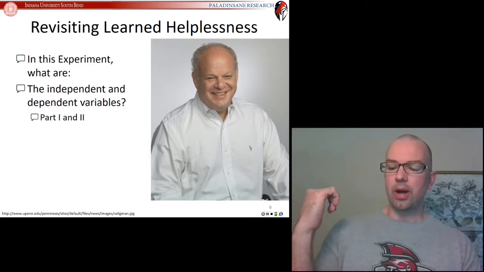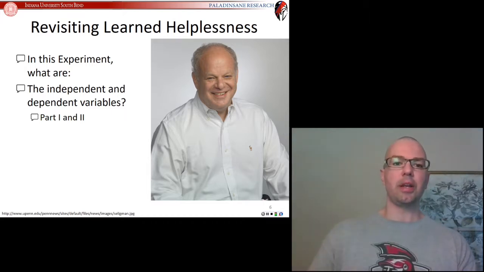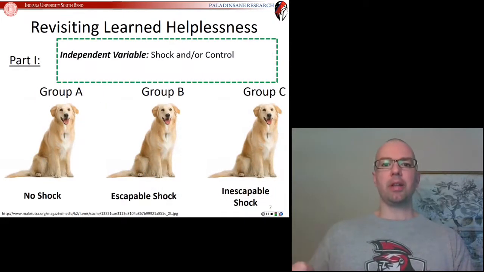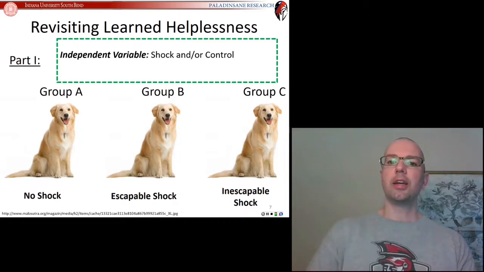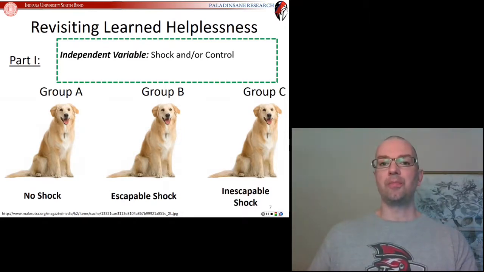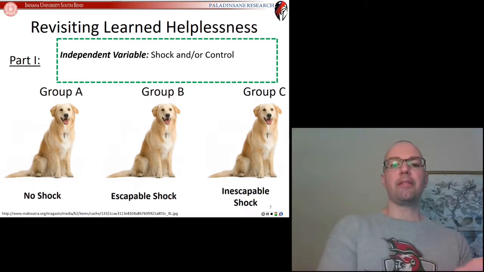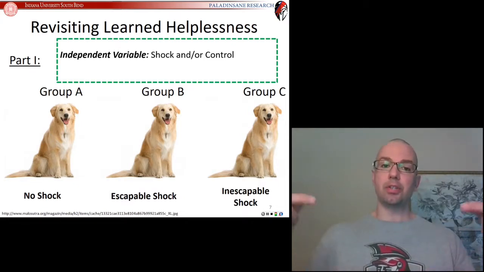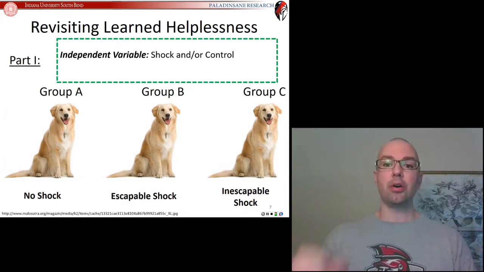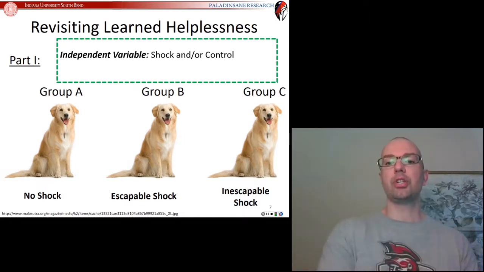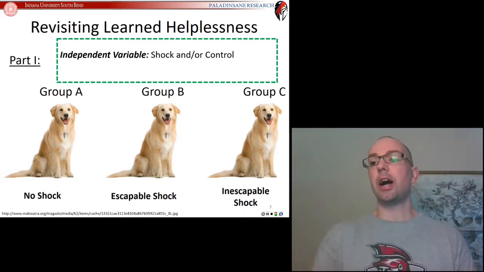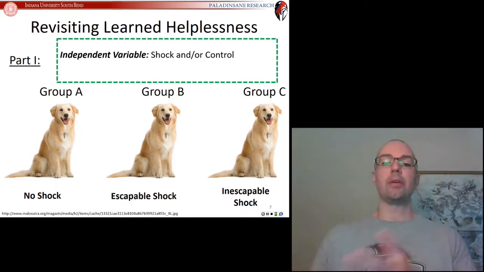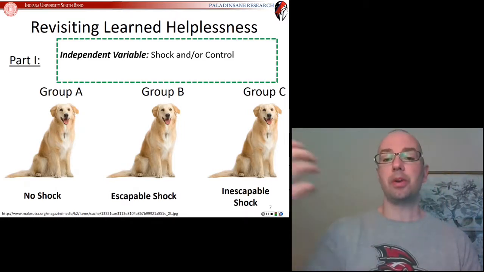All right. So hopefully you've written down your answers. What are the independent and dependent variables for part one and part two? For part one, the independent variable would be the shock and also the control. One of the things that varied between the groups and was under the experimenter's control was the shock. The experimenter chose that Group A would receive no shock and Groups B and C would receive shock. So that was one of the independent variables, one of the conditions that systematically varied throughout the experiment and was under the experimenter's control.